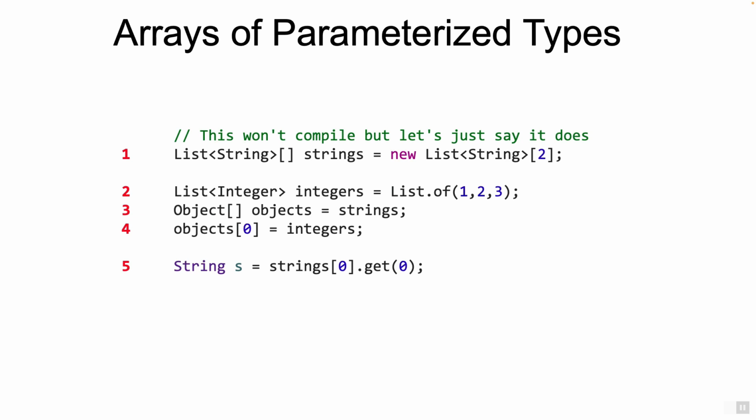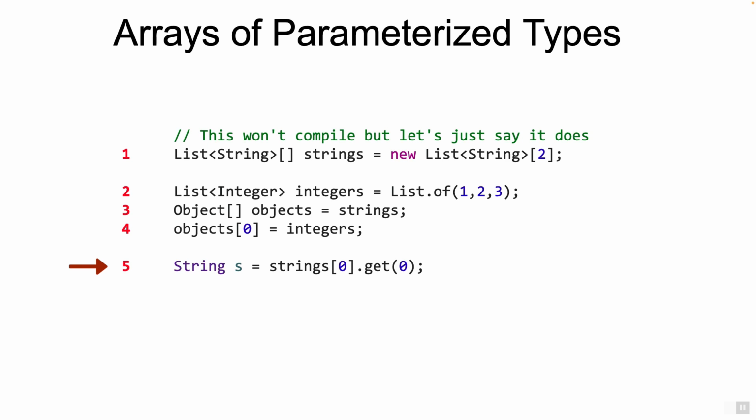Let's say the line 1 is possible and that it does not throw a compile error. In reality, it does throw a compile error. We are looking at a hypothetical situation here. At line 3, we are assigning variable strings to object array variable objects. Why can we do this? Because of the covariance rule. Now that it is an Object array reference, the 0th index is now assigned to a list of Integer objects at line 4. At line 5, we then extract the first element of the first index of strings array.